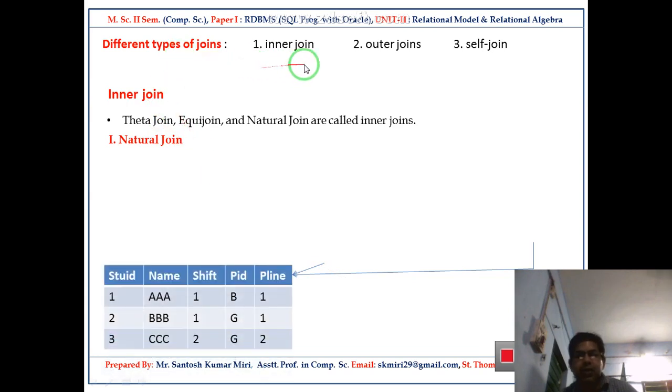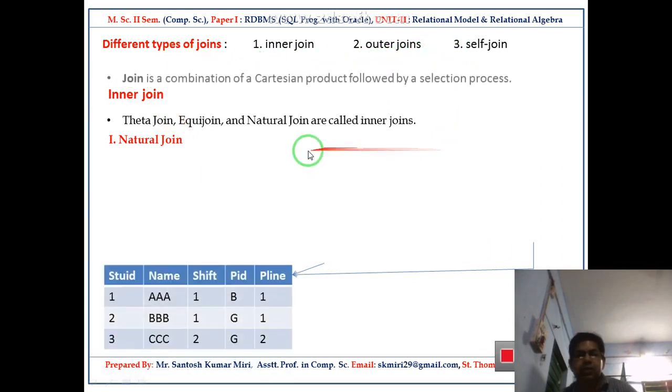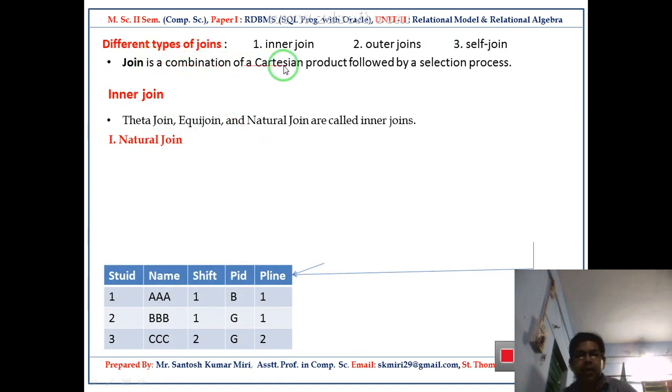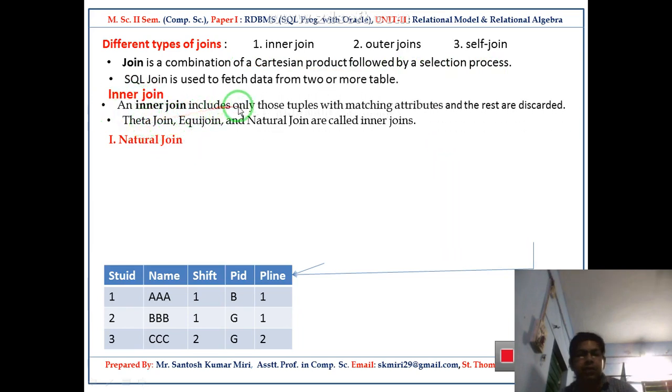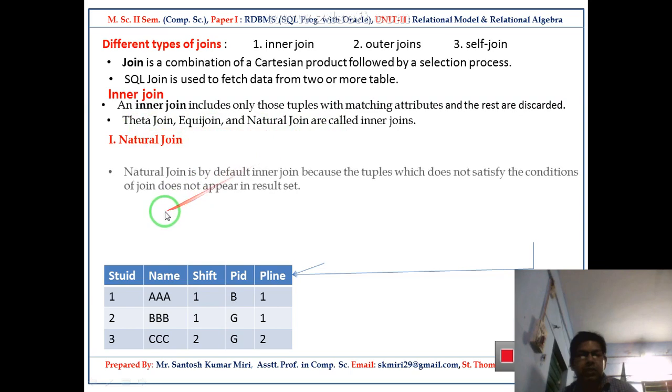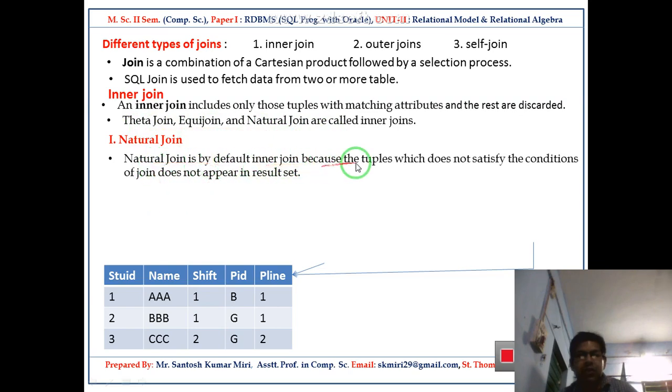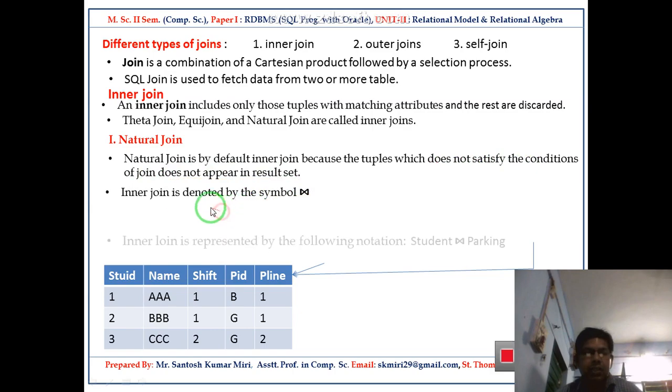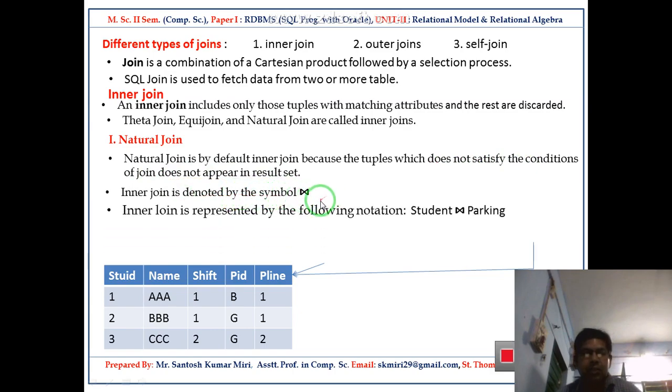There are three types of joins: inner join, outer join, and self join. Join is a combination of Cartesian product followed by a selection process. Inner join includes only those tuples with matching attributes, and the rest are discarded. They are theta join, equal join, and natural join. Natural join is by default an inner join because the tuples which do not satisfy the condition of the join do not appear in the result set. Inner join is denoted by this symbol.